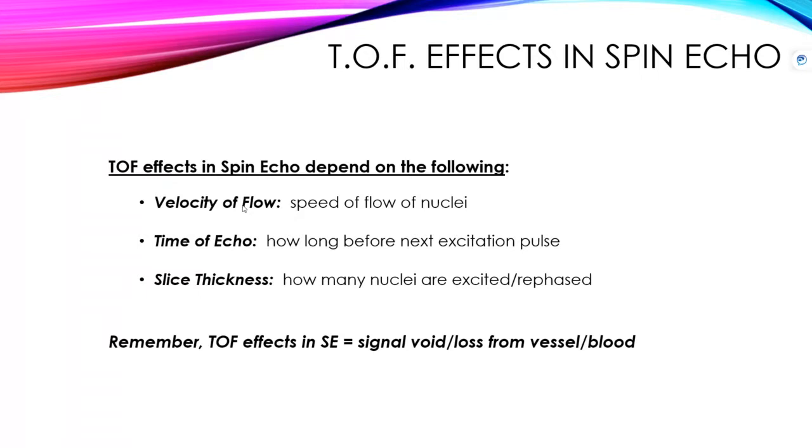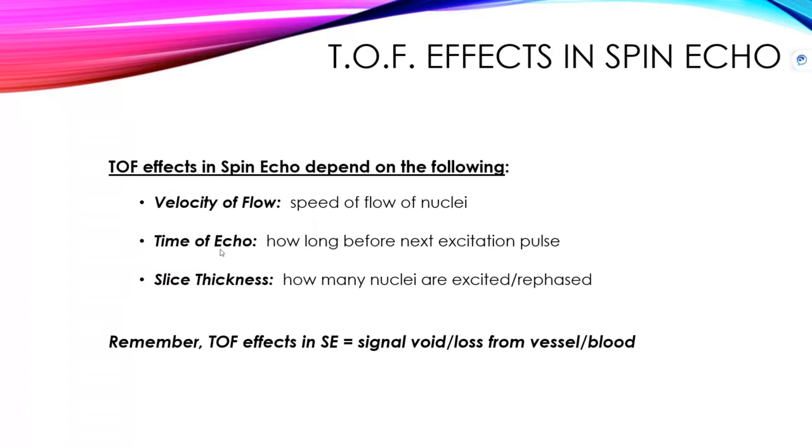So if you think about somebody who has slow flow, maybe it's because they have a stricture, or maybe it's because they have some type of condition that's causing their blood to move slower. So that would possibly allow us to image that nuclei even in spin echo.